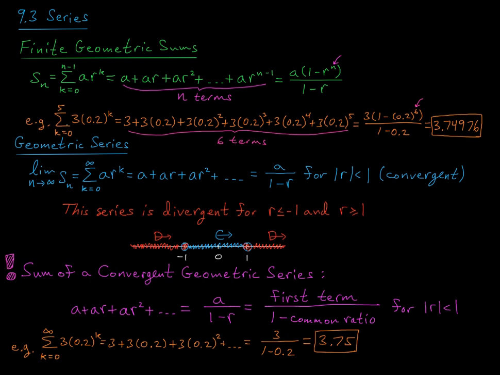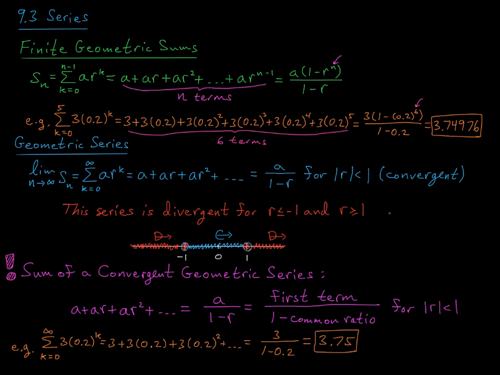Notice it's really the associated series from the example we saw up above. Here we just added up the first 6 terms; now we're going to add up all the terms. So using a over 1 minus r, the first term is 3, divided by 1 minus the common ratio, 1 minus 0.2. This gives us a sum of 3.75.